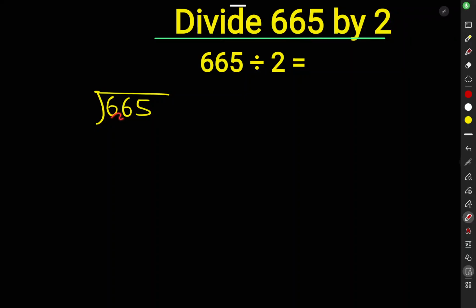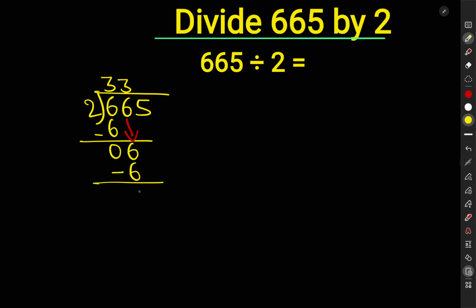If we divide 665 by 2 in the long division method, so 2 times 3 is 6. On subtracting, we get 0. So again we put down this 6 and 2 times 3 is 6. On subtracting, we get 0.